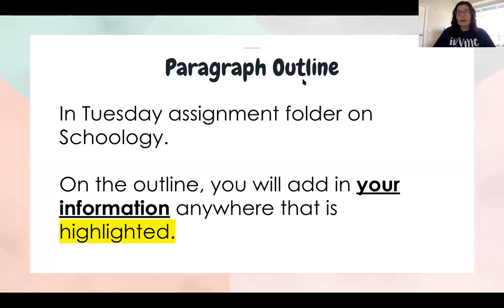A paragraph outline is a tool that we can use that helps us come up with ideas for our writing, and it helps us structure or build our writing. This paragraph outline is in the Tuesday assignment folder on Schoology. On the outline, you will add in your information anywhere that is highlighted. Let's take a look at that now.